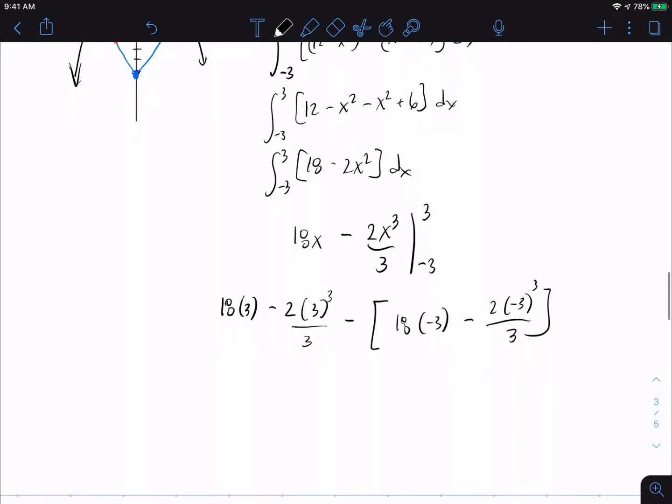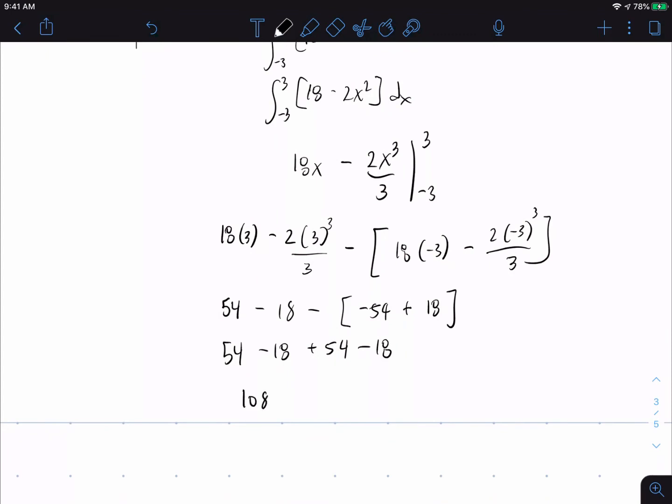And so that's going to be 54 minus 18 minus a negative 54 plus 18, which is going to give me 54 minus 18 plus 54 minus 18, which would give me 108 minus 36, or 72 units squared.